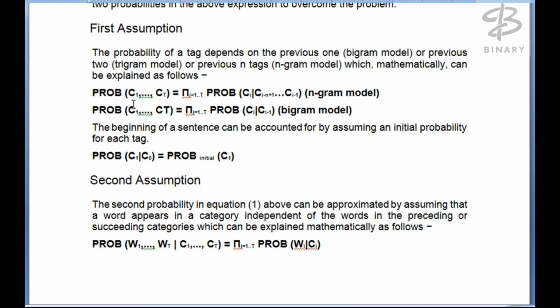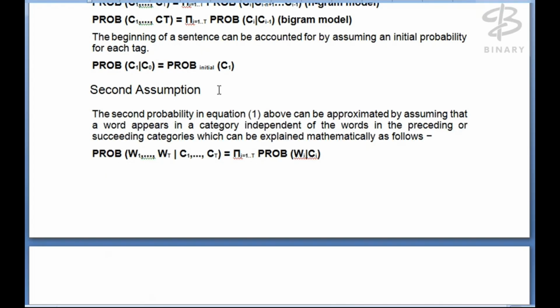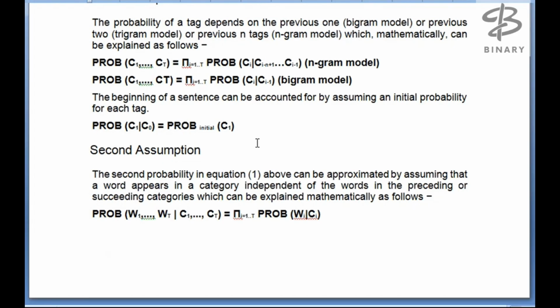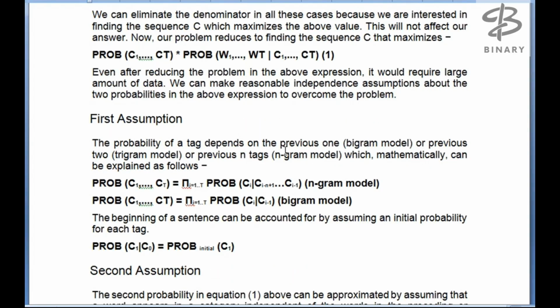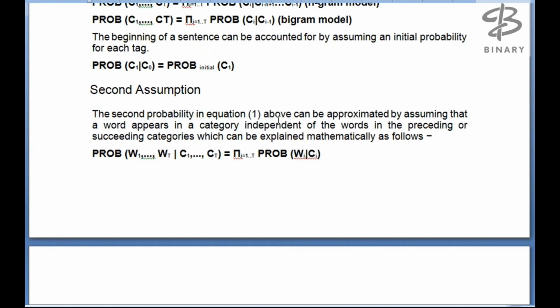Mathematically, we can explain that the probability of the tag sequence C1 up to Cn is the product over i equal to 1 to n of the probability of each tag given the previous tags, for the n-gram. For the bigram, this is used. Whichever gram you want to use, you can use. The second assumption, in equation 1, is that the word appearing in a category is independent of the words in the preceding or succeeding categories, which can be explained mathematically as follows.